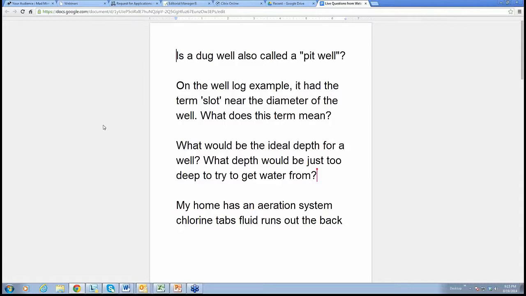A dug well is just a large diameter well. That means it's usually 3 foot diameter or larger, and it's meant to collect shallow seepage from infiltration, usually rainfall. So, in the well log example, this had the term slot near the diameter of the well. What does that term mean?